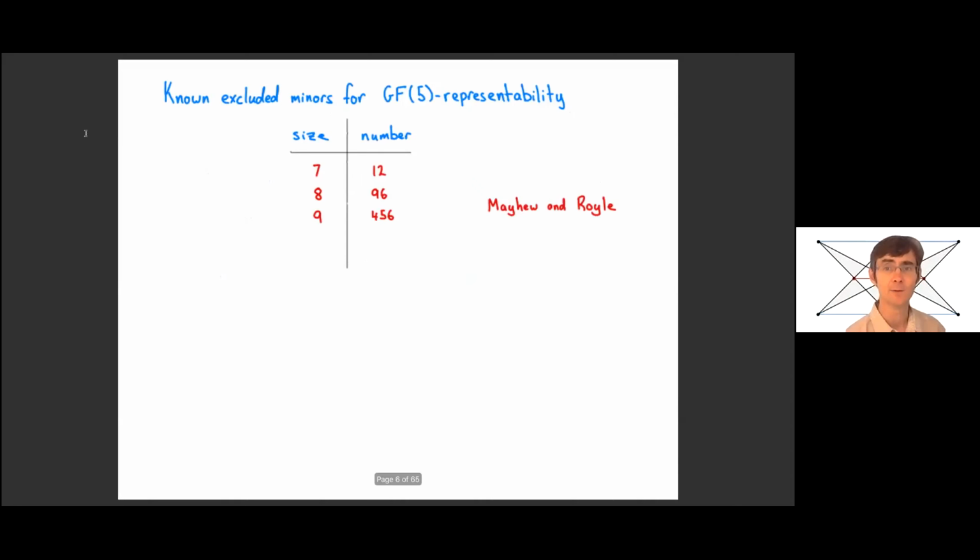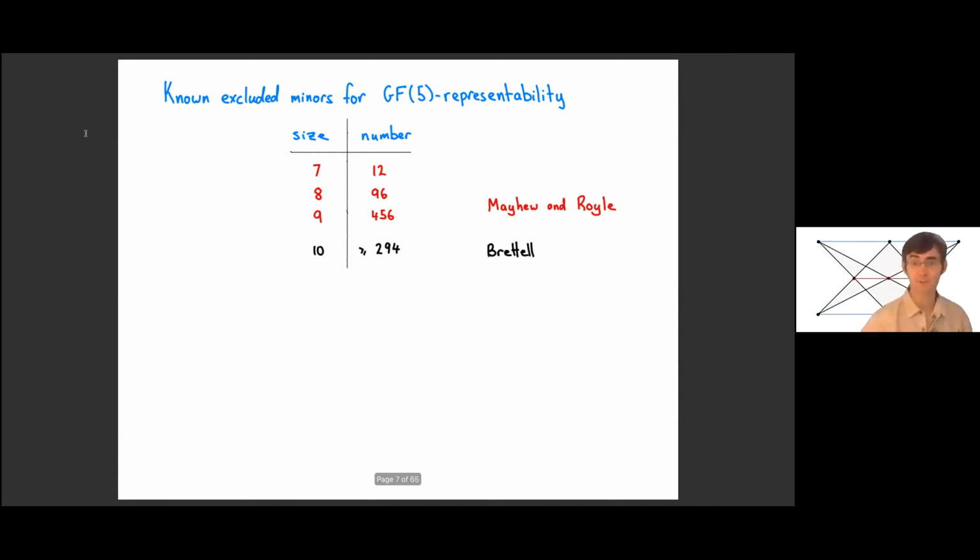We know a little bit about the excluded minors thanks to a computer search. So Dillon Mayhew and Gordon Royle did a search of all matroids up to 9 elements. There's an enormous number of them, and they found the excluded minors. And even on 9 elements, there's 456. There's even a few more known.